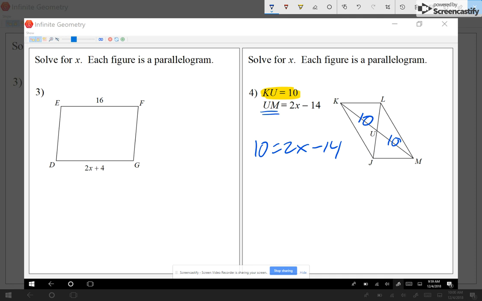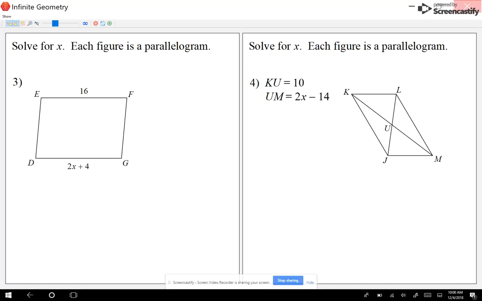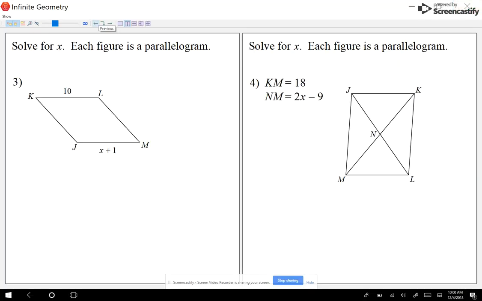So notice how in this one, KU, it's only half of the diagonal. When I gave you guys the initial one, KM is the entire diagonal. So some cases I'll give you half, some cases I'll give you the whole diagonal. Any questions?